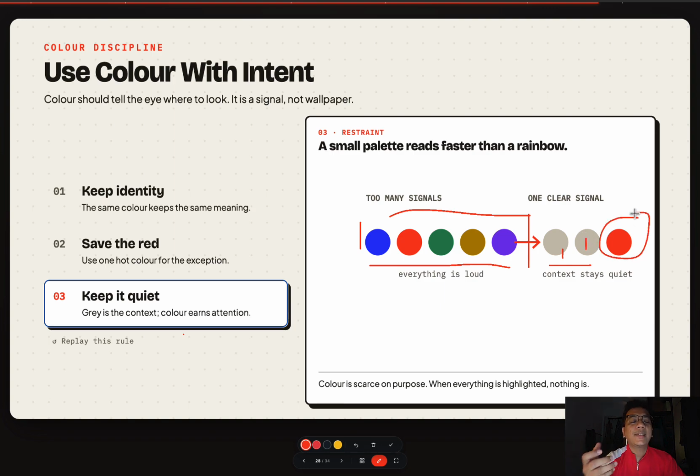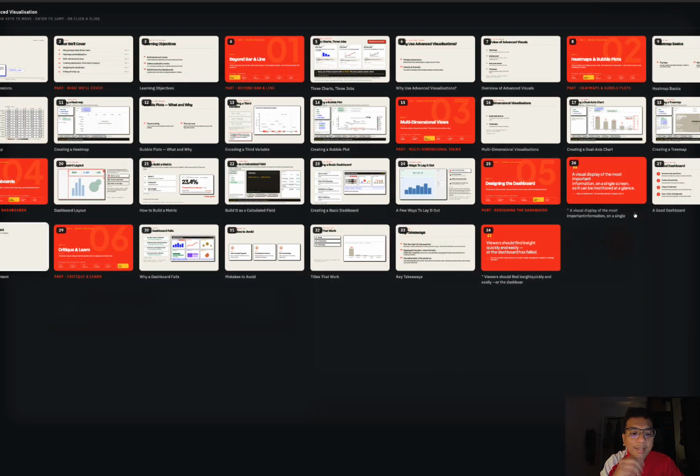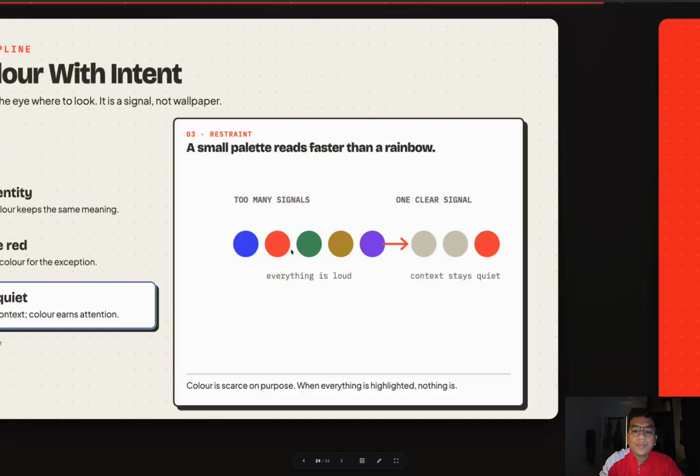All right, so that is the idea of using colors. We still have many more parts, I think. Where are we right now?